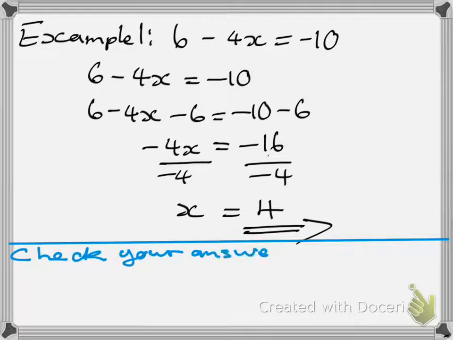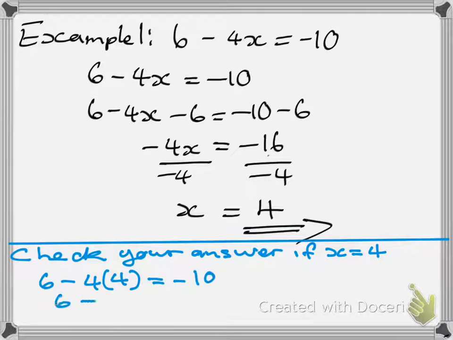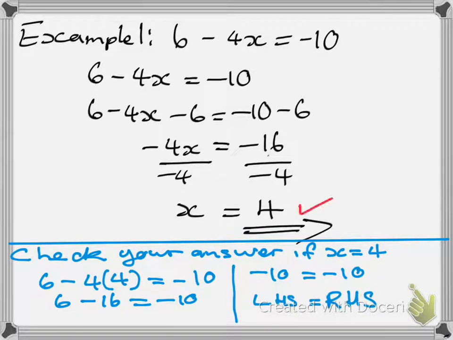Remember, to check your answer, you substitute the value into the original equation, which will be 6 minus 4, open bracket, multiply by 4, is equals to negative 10. You punch that into a calculator, you'll see that your left hand side is equals to your right hand side, which means your answer is correct. So the left hand side has to be equals to the right hand side to check your answer.